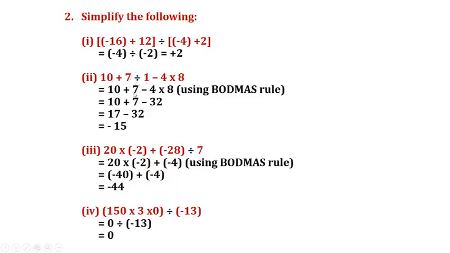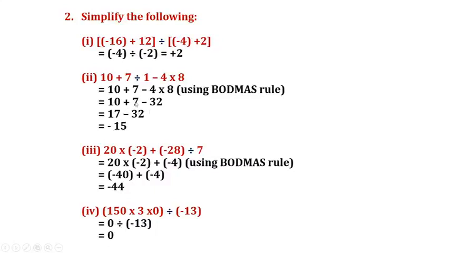So 10 plus 7 minus 4 into 8. Next, which one is the next operation? Multiplication. So multiplication is in between 4 and 8. Here you should not consider the minus. This minus is the operational sign; it does not belong to the number. So minus 4 into 8. 4 eights are 32, minus 32.